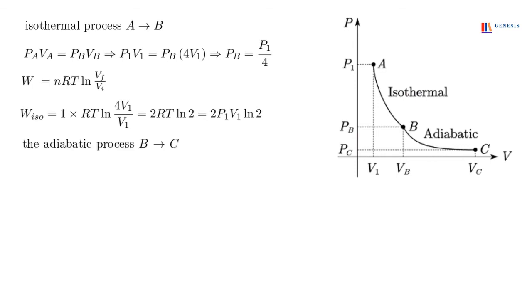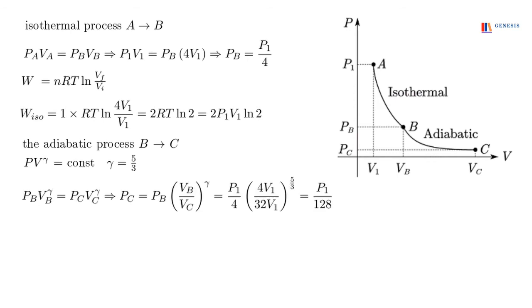For the adiabatic process B to C, the equation of process is PV power gamma is equal to constant, with the value gamma equal to 5 by 3 for helium. Helium is monoatomic, so gamma is 5 by 3. This gives PBVB power gamma is equal to PCVC power gamma. Now substitute the values. VB is 4 times V1 and VC is given in the question to be 32 times V1. PB we have found is P1 by 4. So substituting these values we get PC as P1 by 128.